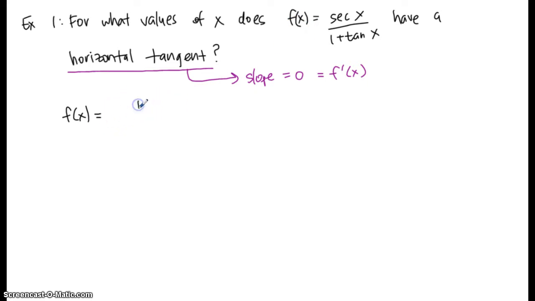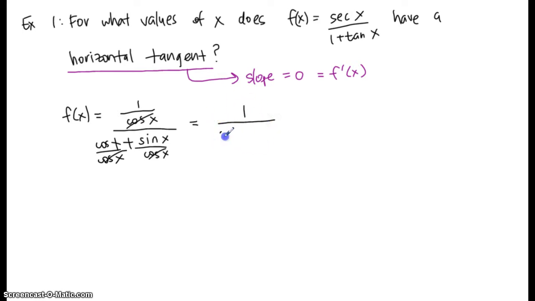For me, it's a little bit easier to simplify this function first, into sine x over cosine x. From what I can see, this cosine will become cosine x over cosine x, same thing as 1, right? And then this cosine will cancel. So I'm left with a simplified version, 1 over cosine x plus sine x.